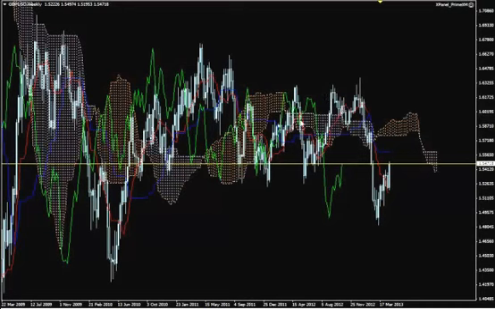Of course, it's below the Kumo. Of course, it is not bullish because it's below the past price, but we see that the market sentiment has turned bullish. Let's go to a smaller time frame to see things closer.